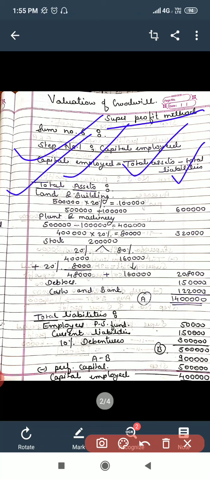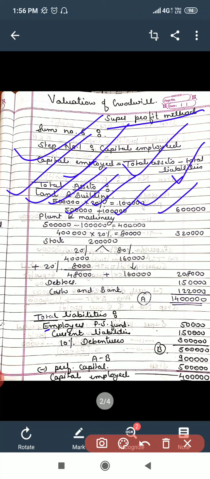Now check out your additional information number 1. That is, the market price of land and building is 20% more than the book value. So we have been provided the book value of rupees 5 lakhs, that we have written over here, land and building 5 lakhs rupees, and it is 20% more than the book value. So 5 lakhs into 20%, you are getting 1 lakh. That is why 5 lakhs plus 1 lakh, how much will you ultimately get? Land and building rupees 6 lakhs over here.